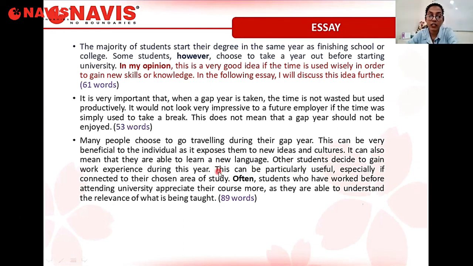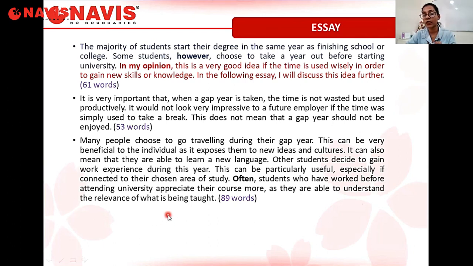Other students decide to gain work experience. Now, what am I doing? I'm getting another keyword here, which is work experience. During this year, this can be particularly useful, especially if connected to their chosen area of study. So what will happen? Many of them go on internship programs, right? So by taking a year gap, it's okay. When you're working also, you're getting practical experience over that entire subject. For example, somebody will want to go for an MBA, but he would have taken a gap year and then he will go and do some internship program.